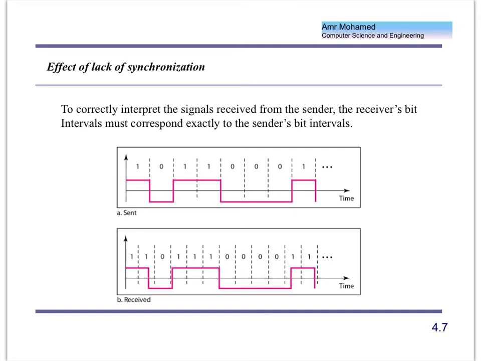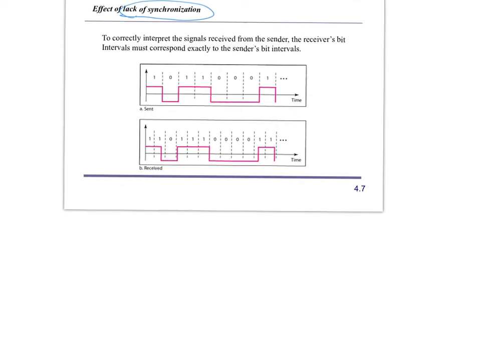So before we talk about the line coding schemes, we need to talk about a very important phenomenon that we have in digital transmission. One of them is the effect of lack of synchronization.